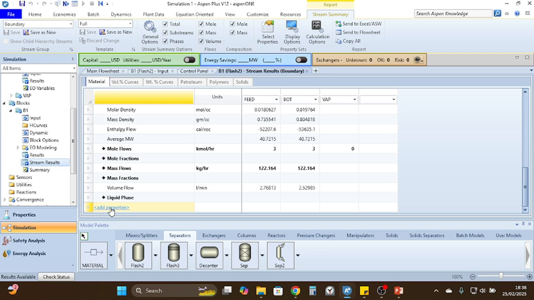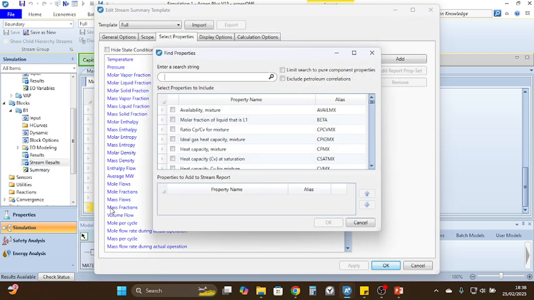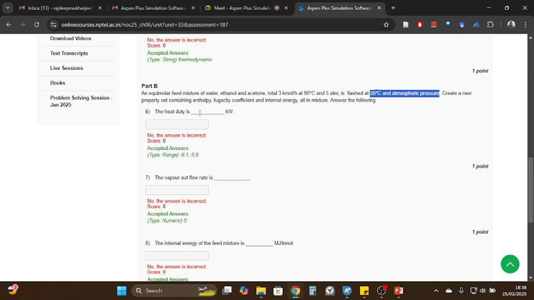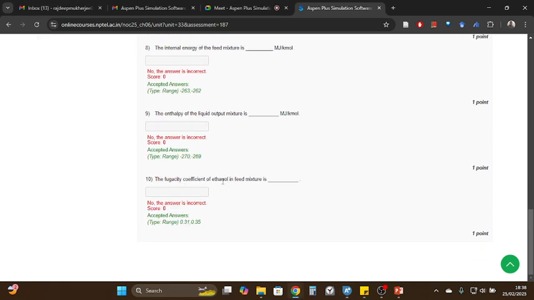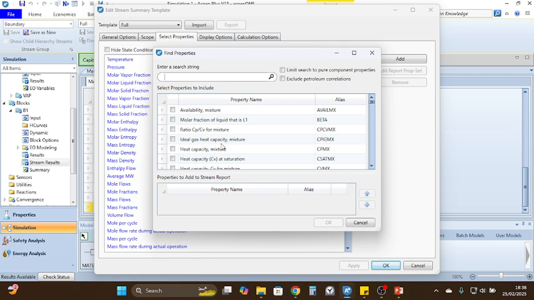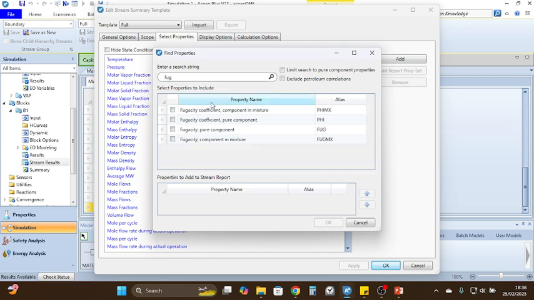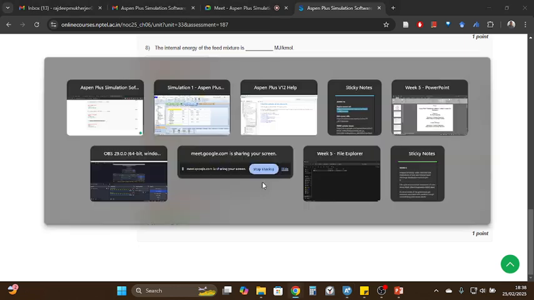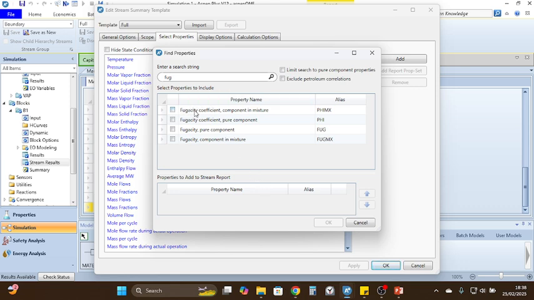Now coming to the stream results, these are the stream results. Over here you can select add properties. So what are the properties that are being asked? Over here it is asked the fugacity coefficient of ethanol in the feed mixture. Here it is given as fugacity coefficient of component in mixture. We are going to select this.